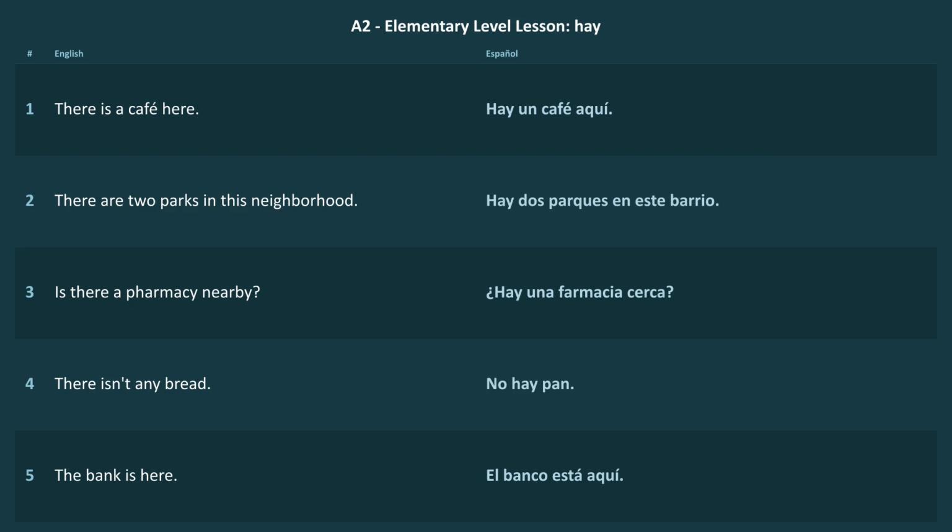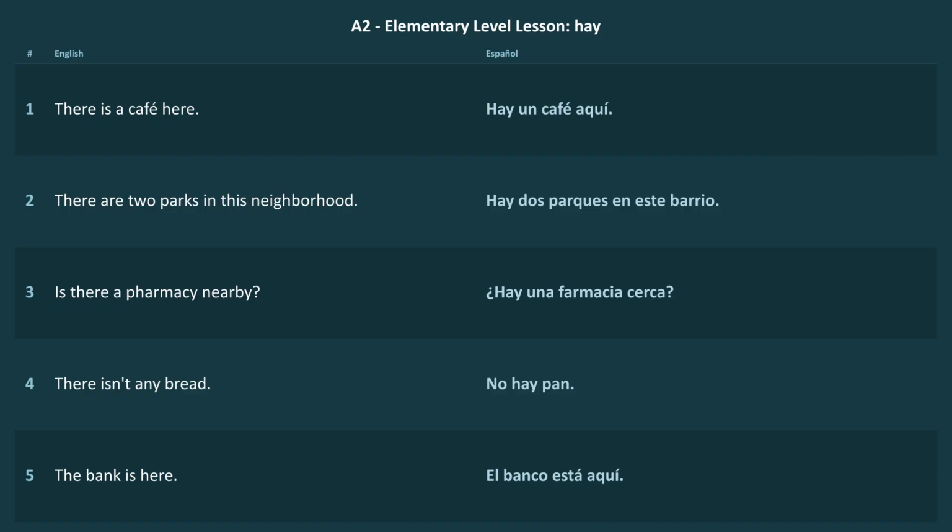How do you say there is a cafe here? Hay un café aquí. Good. Keep that rhythm in your ear. Hay plus thing plus place. Hay un café aquí.